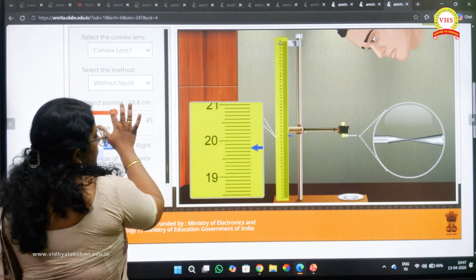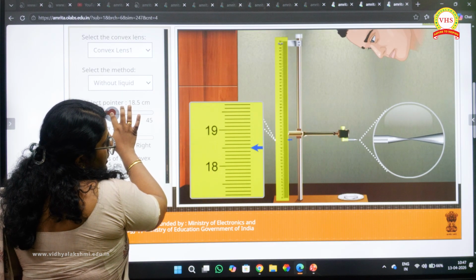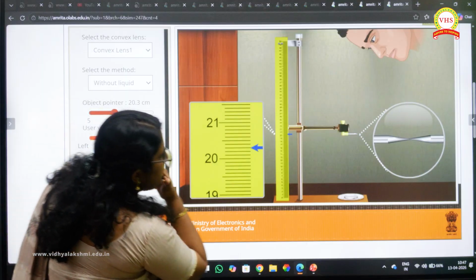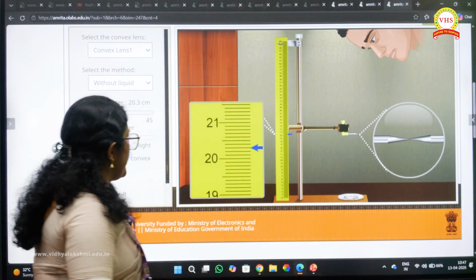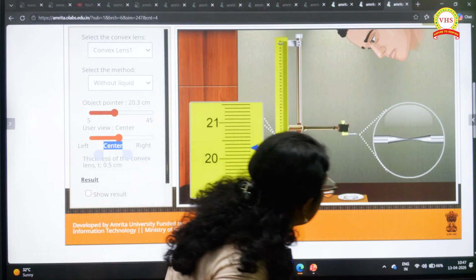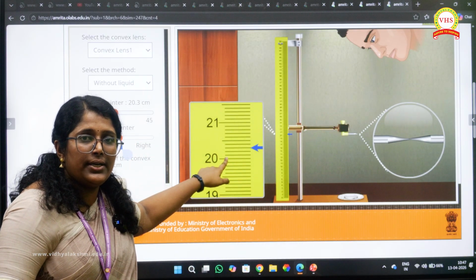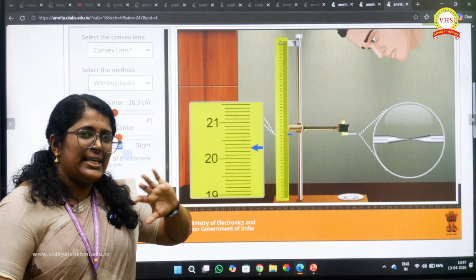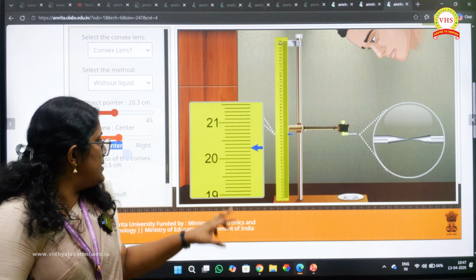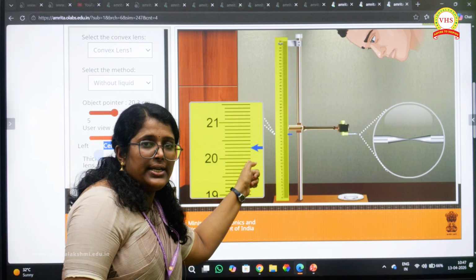For that, the object pointer I am going to change. It's bigger, yeah. It should be almost the same. So look at the value. When it is almost the same, you have to check the value, 20, 20.1 or 18, somewhat like 18, 18, 20, that range. So you can see the value in the pointer also. You can take it.